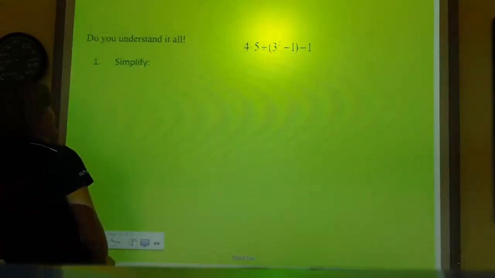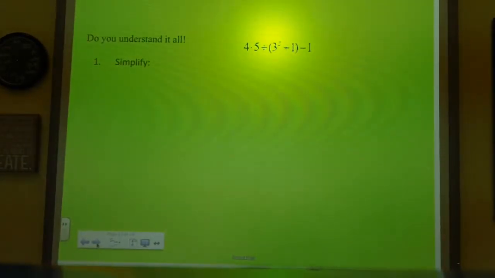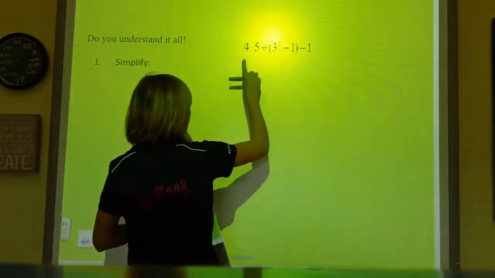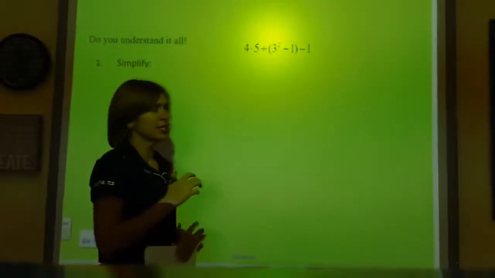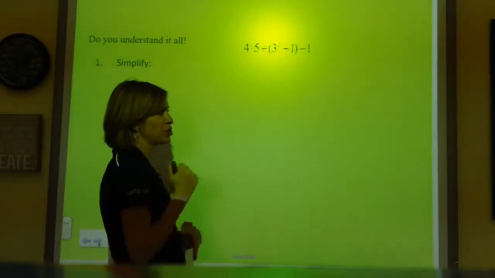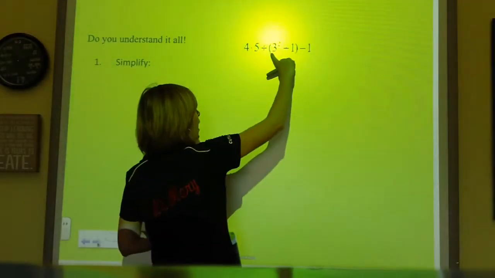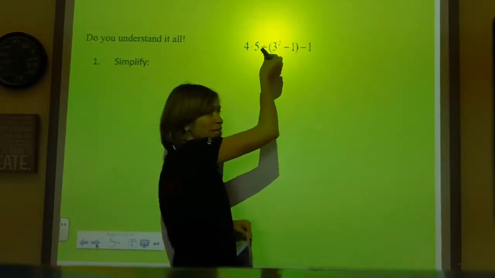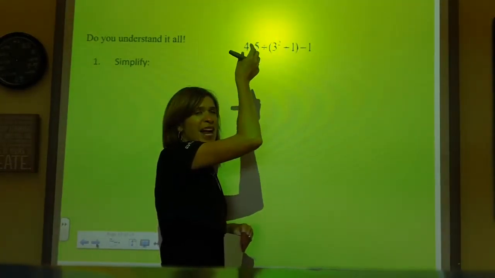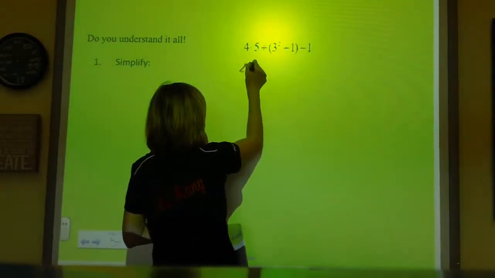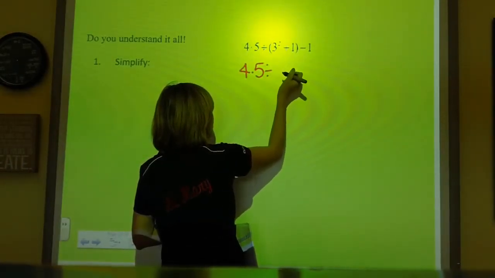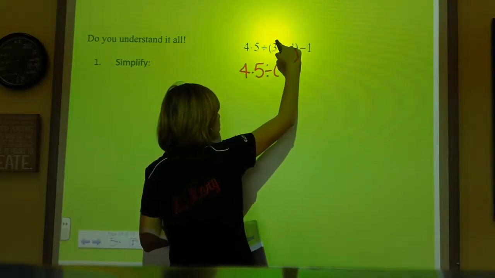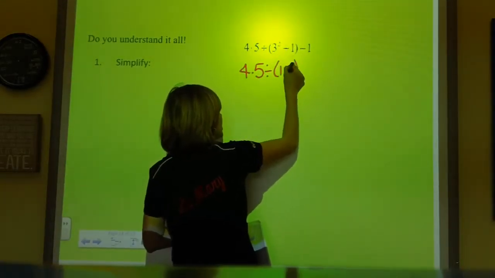Let's just make sure we really understand it all. 4 times 5, parentheses, 3 squared plus 1 minus 1, okay? So, if you know this, this has got everything in it. It's got multiplication, division, grouping symbols, and exponents. We've got to do the exponent first because we go to the parentheses. So now we're inside the parentheses and it's addition, but exponents comes before addition. So I get 4 times 5 divided by 3 squared is 9, 9 plus 1 is 10.